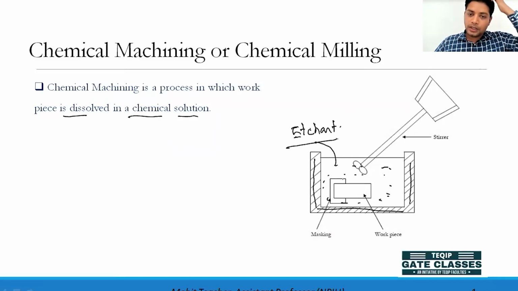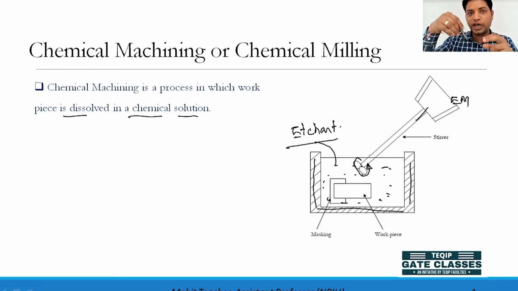Etchant. Now second, we are using an electric motor, and the electric motor is connected with the shaft, and the shaft is connected with the stirrer, so it is rotating. We are keeping this stirrer inside the fluid, the chemical solution, so that it is continuously rotating, and that will not allow the fluid to be stationary.